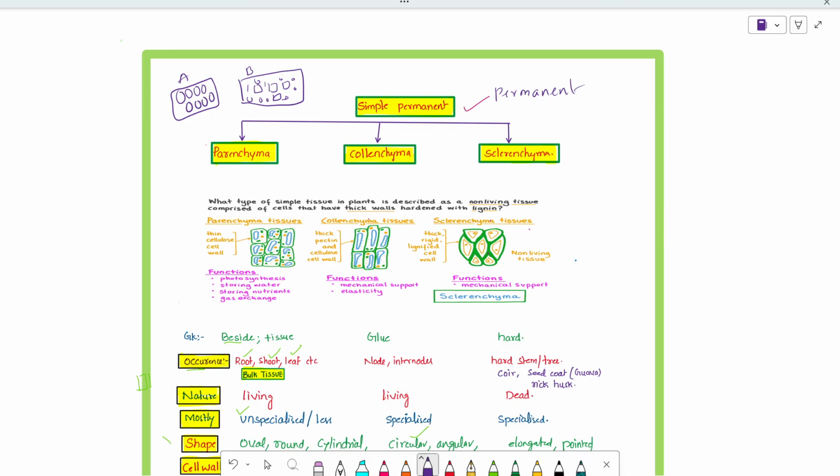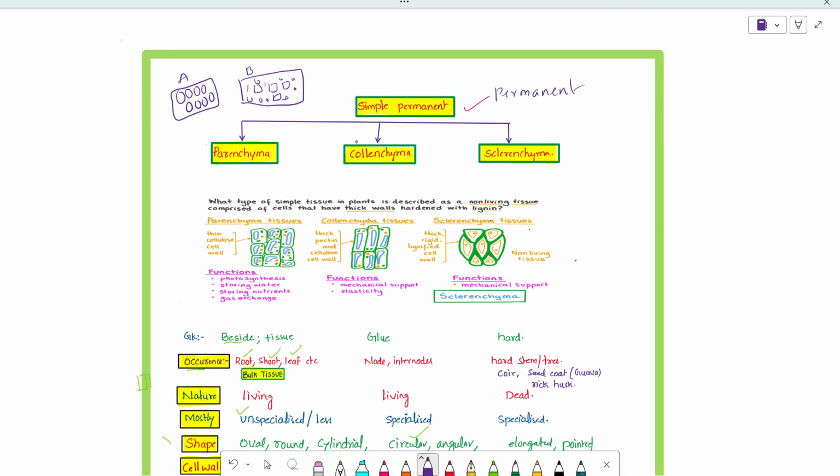Okay, what I mean to say is that whichever cells have a similar structure and together perform a common function are called simple permanent tissues, and whichever tissue has different structures but together performs one common function is called complex permanent tissues.